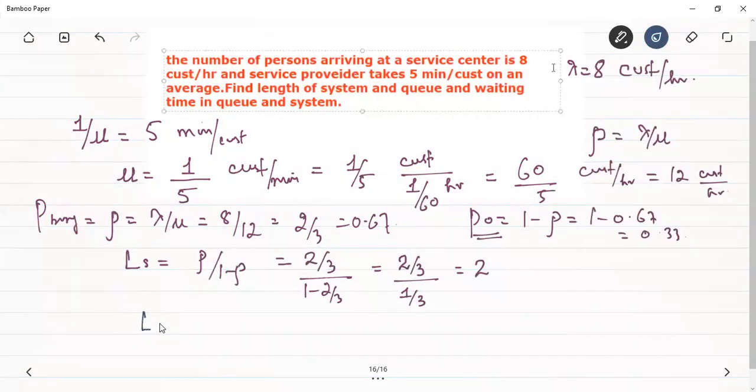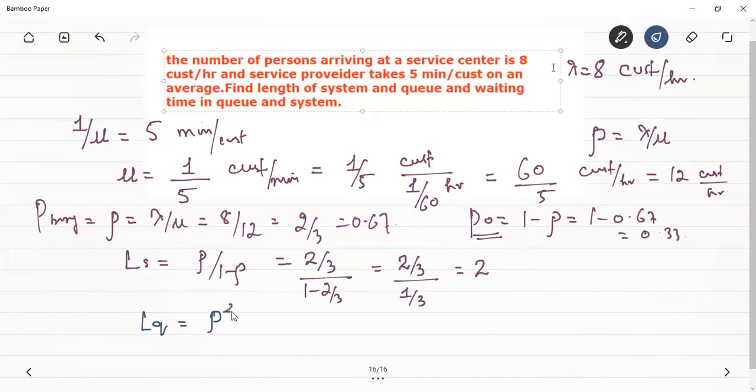Now if we want to find out the length of the queue, that is, how many persons are in the queue, obviously the people in the queue will be less than the number of persons in the system, because the system includes the number of people in the queue as well as the one who is getting serviced. जो लोग वेट कर रहे हैं और जिनकी सर्विस हो रही है, कलेक्टिवली उनको हम सिस्टम कहते हैं, लेकिन क्यू में वो नहीं इंक्लूड होगा जिसकी सर्विस होती होगी. That's why this LQ will definitely be less than 2.